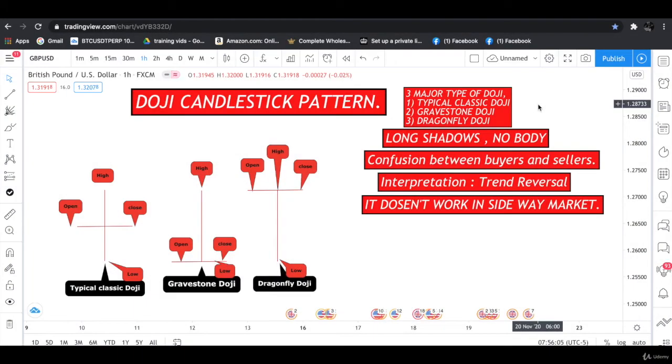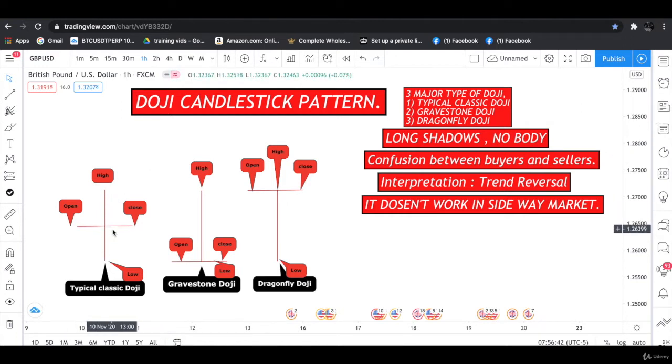Hello everyone, this is the Doji candlestick pattern. There are three major types of Doji candlesticks: the typical classic Doji, the gravestone Doji and the dragonfly Doji, as I have labeled for you on the left side. The characteristic of a Doji candlestick is that it has long shadows but no body at all.